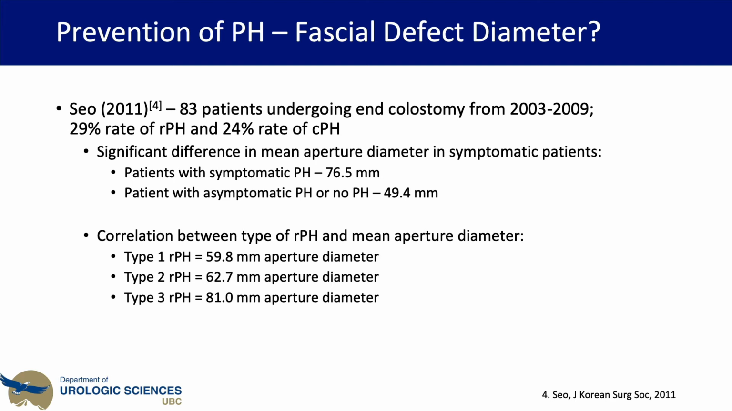Now, when they measured on CT the aperture of their fascial defect, symptomatic patients had a mean of 76 millimeters, and asymptomatic patients, or those without parastomal hernia, had a mean aperture of 49 millimeters. They did also look at this and suggest a high correlation between the severity of the radiologic hernia, type 1, 2, or 3, and the aperture diameter.